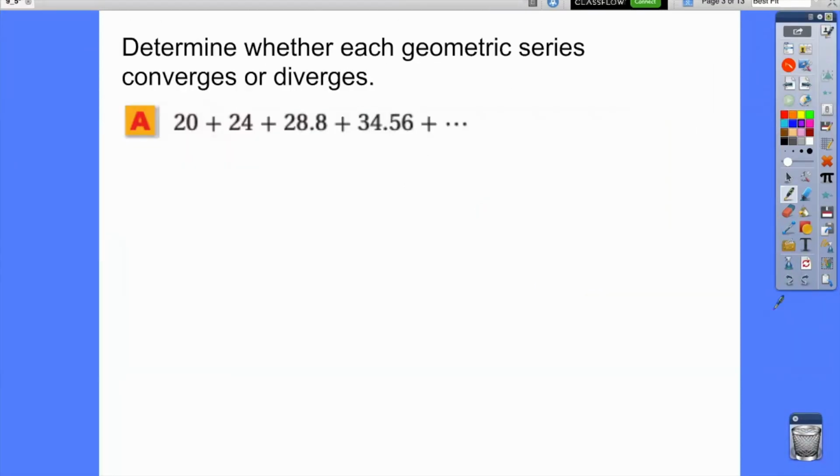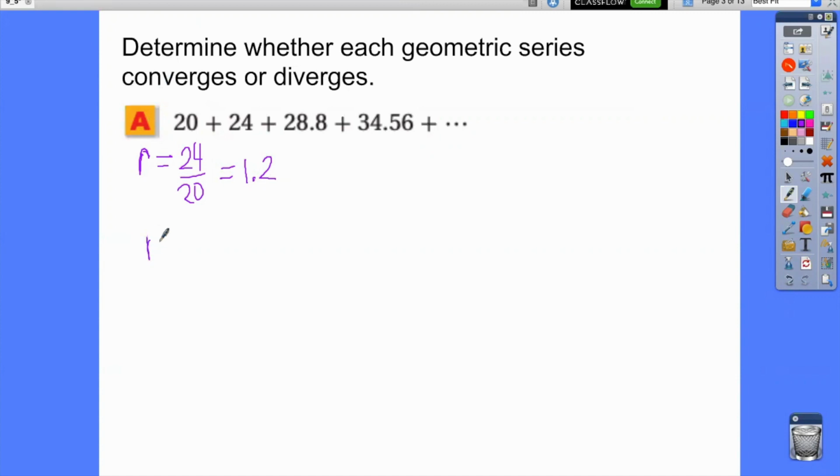Okay, let's start looking at a few examples. Let's determine whether the given series is a series that converges or diverges. Let's start by identifying your ratio. In this case, I'm using 24 and 20, and if I simplify it, I'll end up with 1.2.